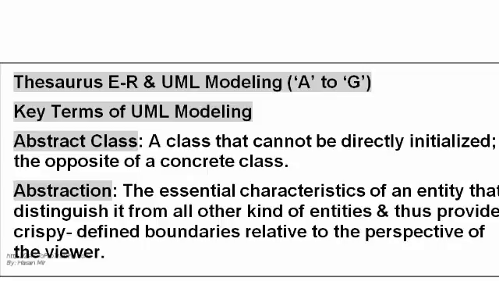Thesaurus of UML modeling, G. Key terms of UML modeling: abstract class, a class that cannot be directly instantiated, the opposite of a concrete class.